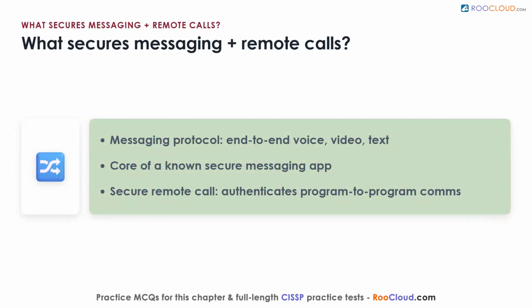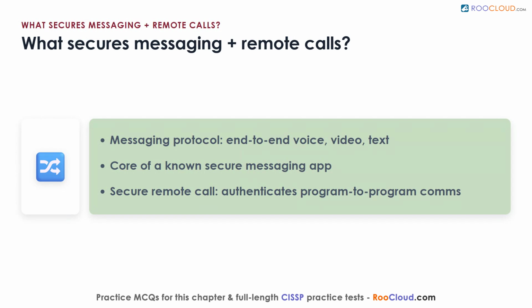What secures messaging and remote calls? Two more purpose-built protocols. The messaging protocol provides end-to-end encryption for voice, video, and text. And it is the cryptographic core inside a well-known secure messaging application. It ensures that only the two endpoints can read the exchange. The Secure Remote Procedure Call Protocol is an authentication service for communication between services across a network, guarding against unauthorized code being run on remote systems. One protects the conversation between people, the other protects the conversation between programs, and both insist on proving who is really on the line.